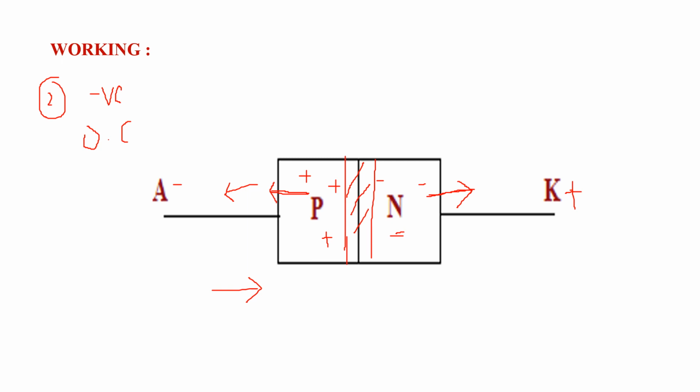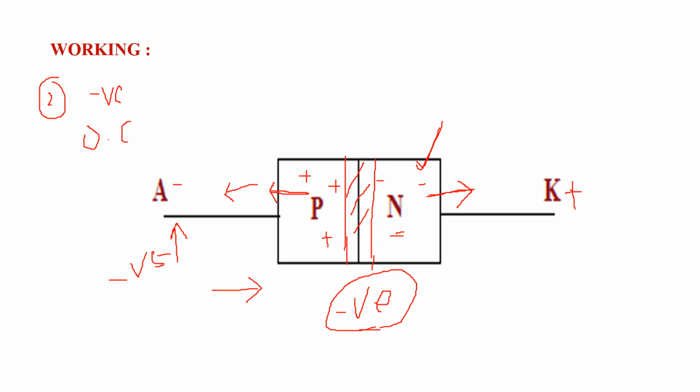If we further increase the voltage between anode and cathode, that is, if we further increase the negative voltage between anode and cathode, at a particular voltage this junction breaks down and it allows a large amount of negative current. This large amount of negative current may damage the diode. Okay, this is about the working of the PN junction diode.